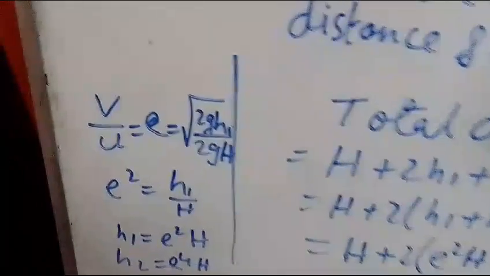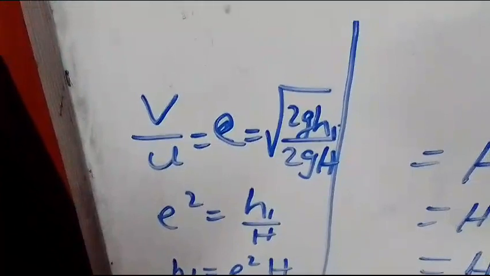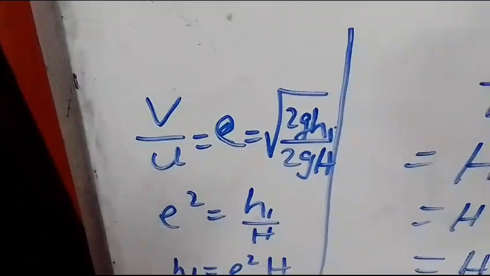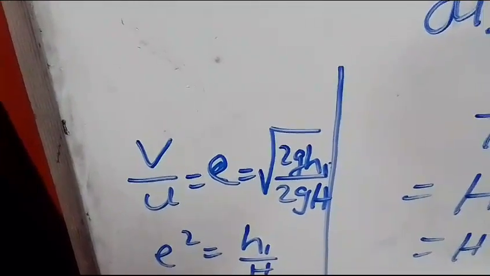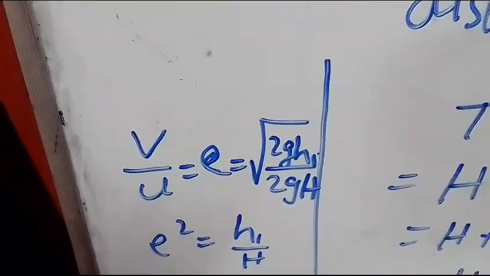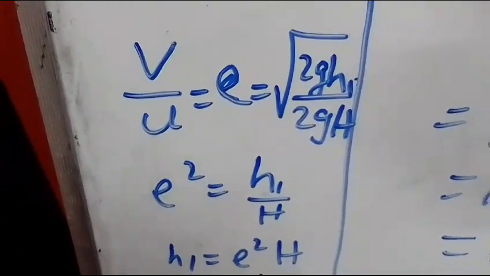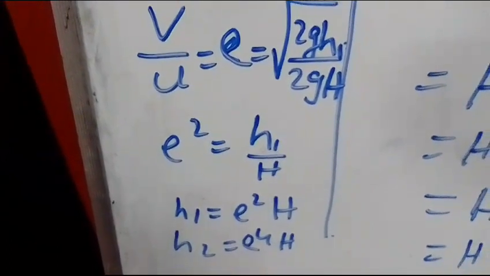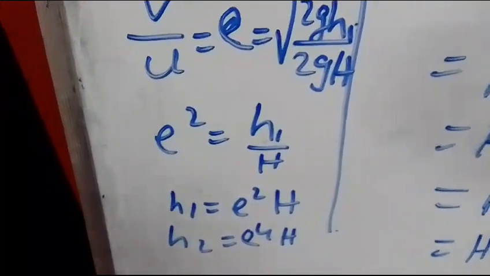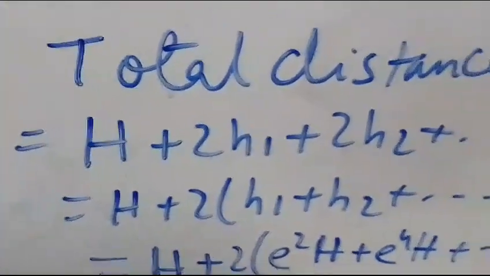Now come to this equation. According to the coefficient of restitution, velocity after separation by velocity before approach equals e, equals root under 2g h1 by 2g H. So here you can say e square equals h1 by H, so h1 equals e square into H. Similarly we can write h2 equals e to the power 4 into H. So put these values in this equation.